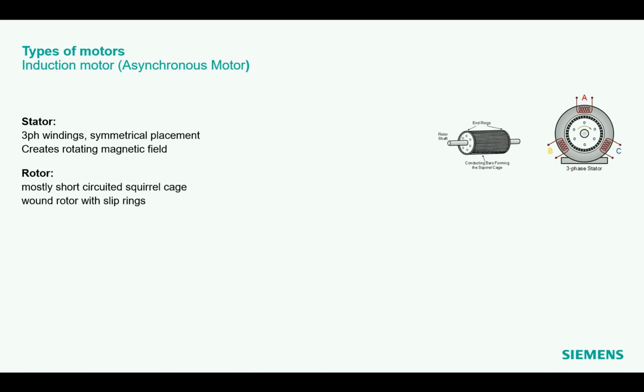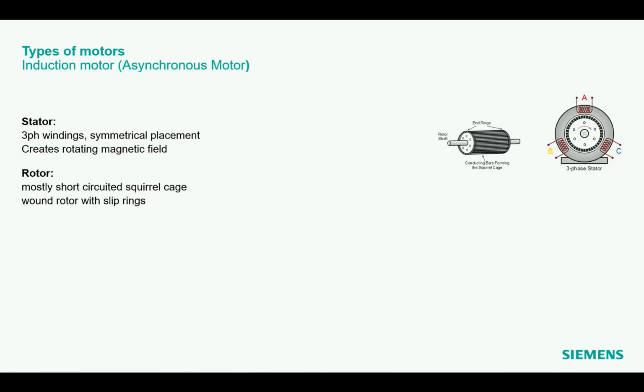Then, as a second part, we have the rotor as such. The rotor in an induction or asynchronous motor very often is, as we see it here, a closed cage, so with bars here and then rings at the end to make a short circuit of all these bars. This is also called a squirrel cage. And this is one of the most common types of rotors. Another type is the wound rotor with slip rings.